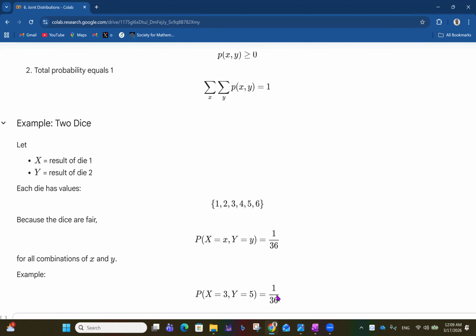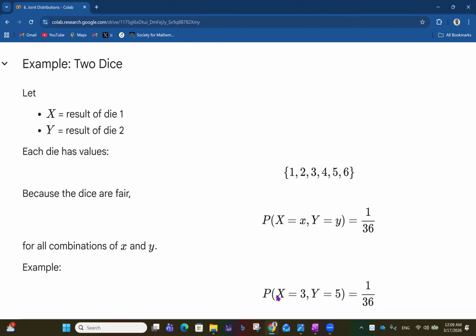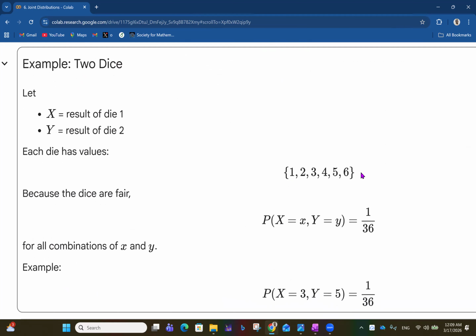As an example, let's imagine the probability mass function for two dice. Let X be the result of die one. A die has six faces, with values one, two, three, four, five, six, and Y is the result of die two, which also has values one to six. We assume the dice are fair, that is, normal dice, not tampered with.